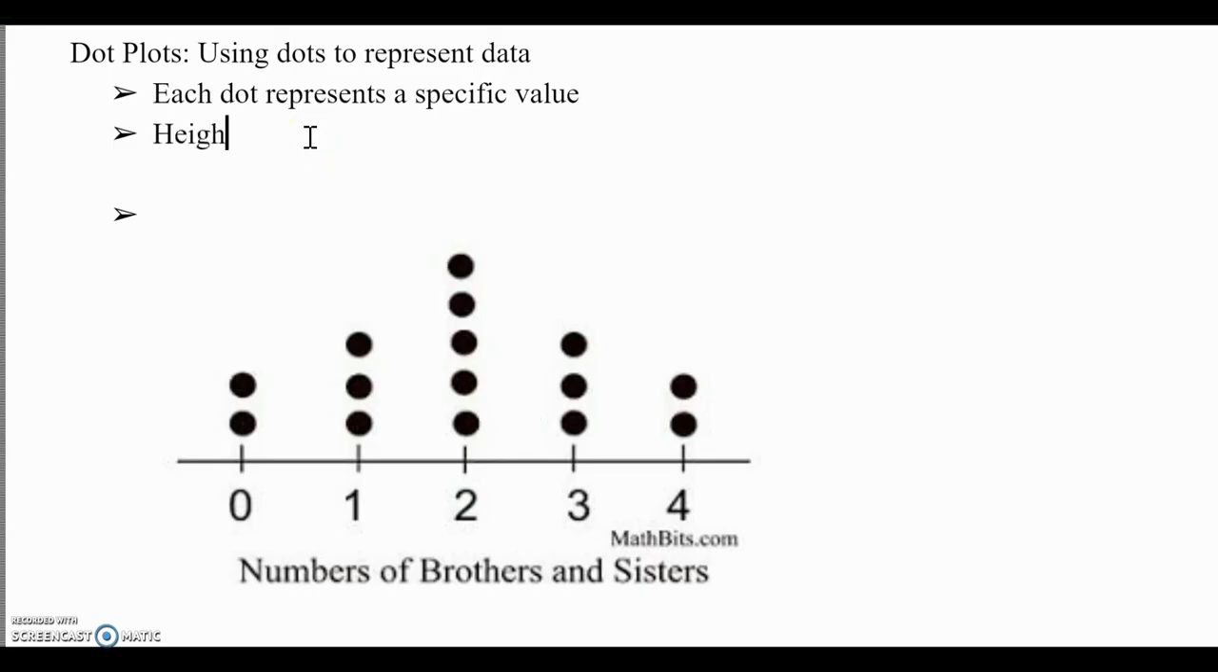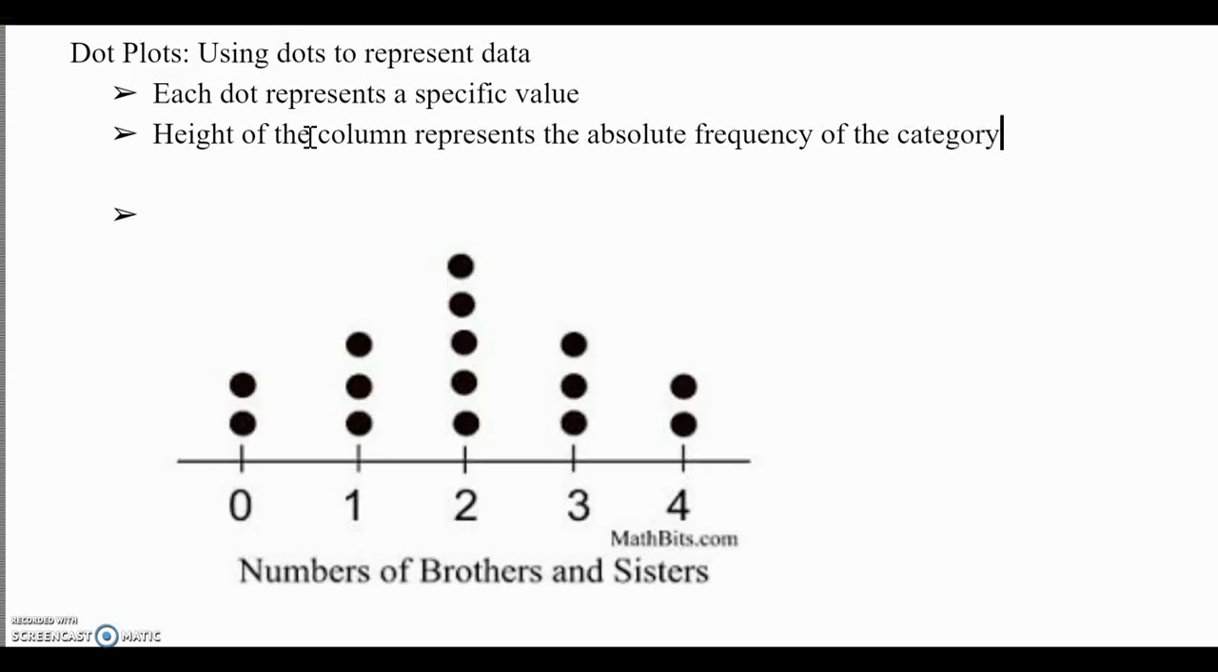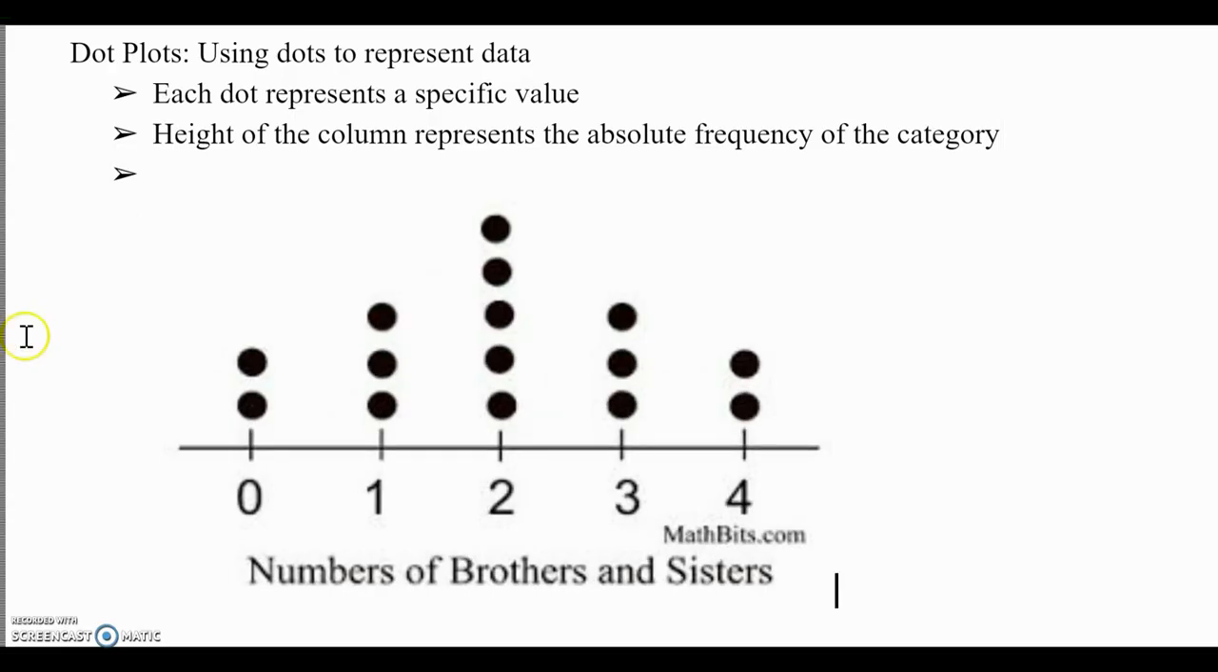Next would be the height of the column represents the absolute frequency of the category. So what this means is that if in this situation it represents 1, it has to represent 1 here and 1 here and 1 here. It can't be that for people who have 0 siblings it represents 1, but for people with 1 sibling it represents 6. Lastly, the type of variable can be either categorical or quantitative, which makes this a very versatile type of graph.